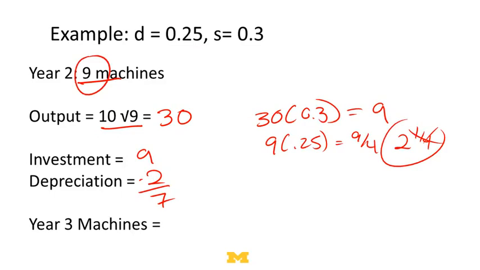So 9 minus 2 is 7. So we had 9 machines to start. We get 7 new ones. Now we've got a total of 16 machines, with that little fudge for the 1/4 we put away to keep the math simpler.